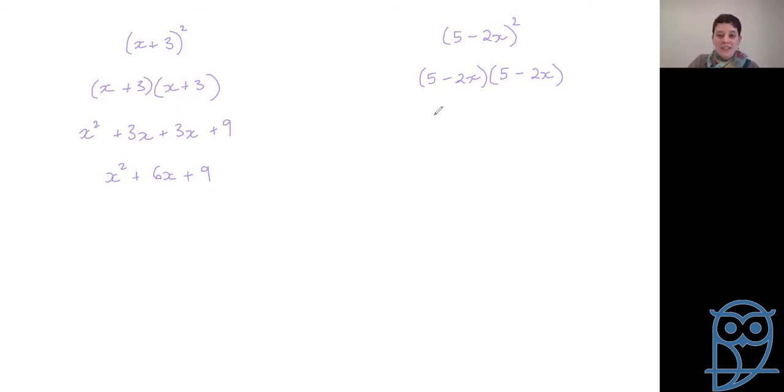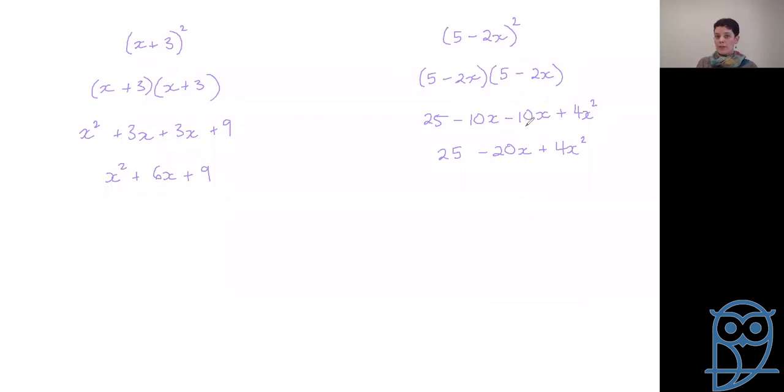5 times 5 is 25. 5 times minus 2x, minus 10x. Minus 2x times 5, minus 10x. Minus 2x times minus 2x, minus times minus, plus 4x squared. So 25 minus 20x plus 4x squared.